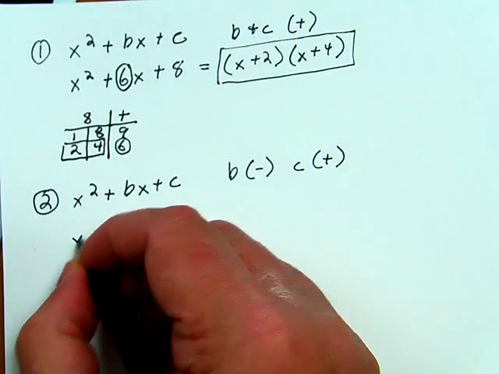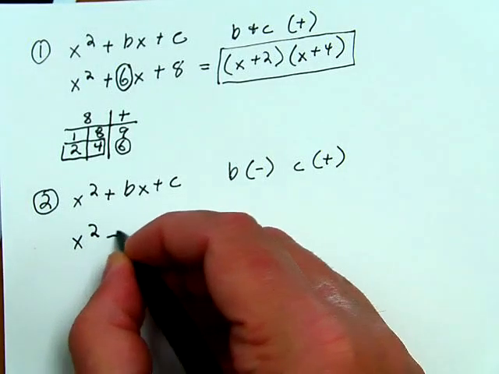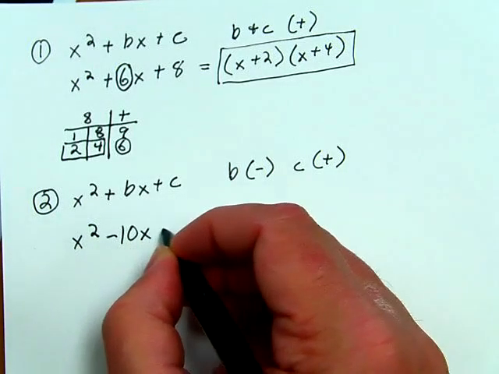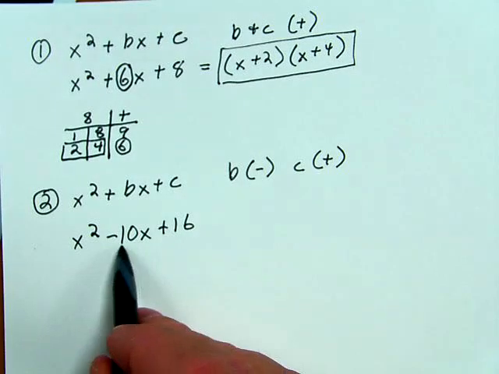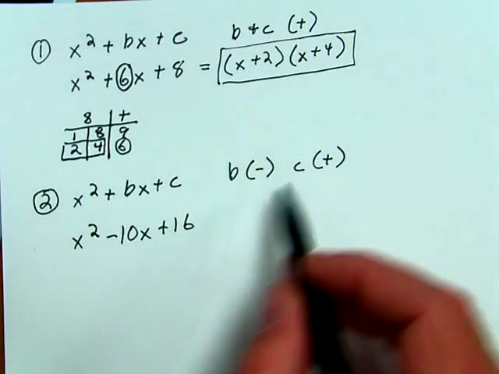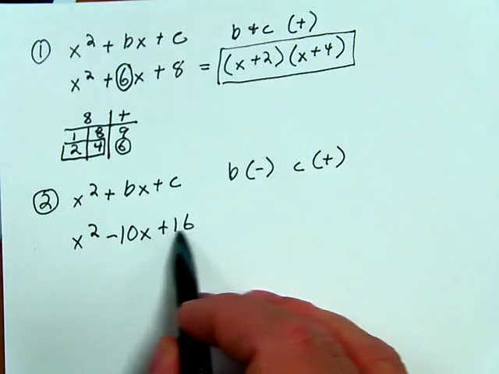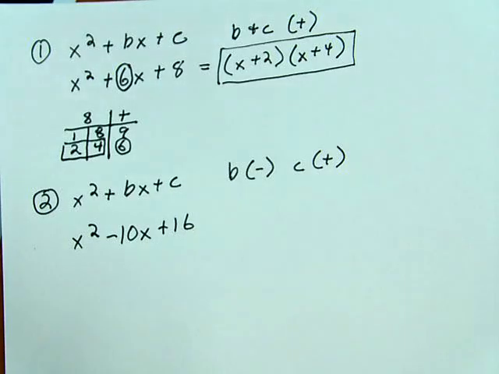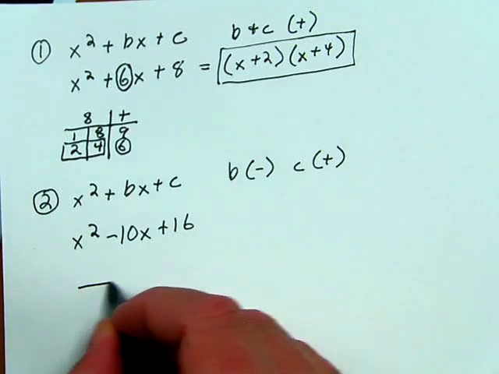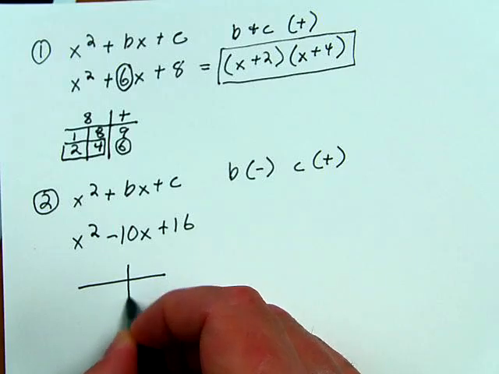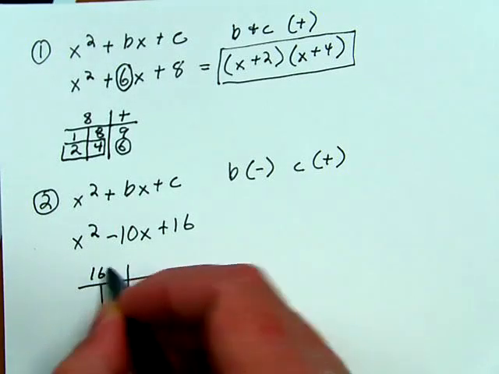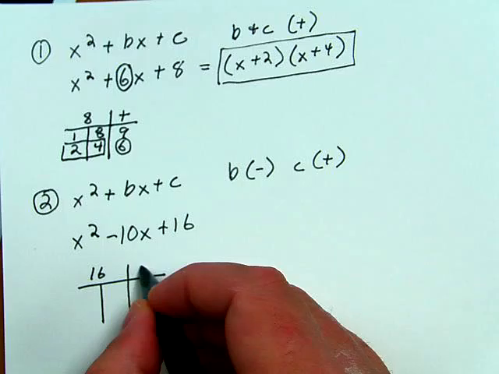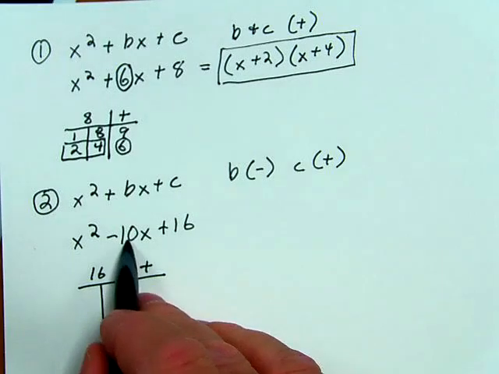Let's say we have x squared minus 10x plus 16. So we know our b value right here is negative 10. Our c value is positive 16. Okay? So when we draw our factoring table with the extra line in it, we're going to say 16 is what we're looking for, and the summation of the two needs to be negative 10.